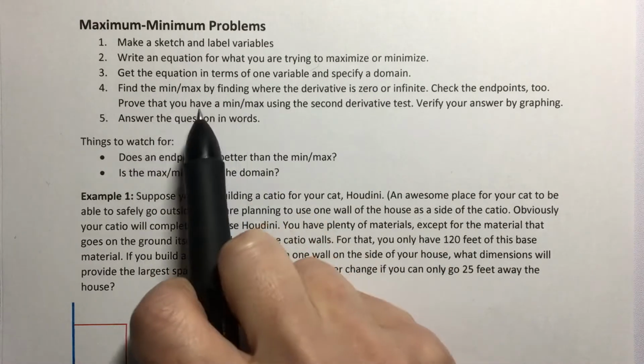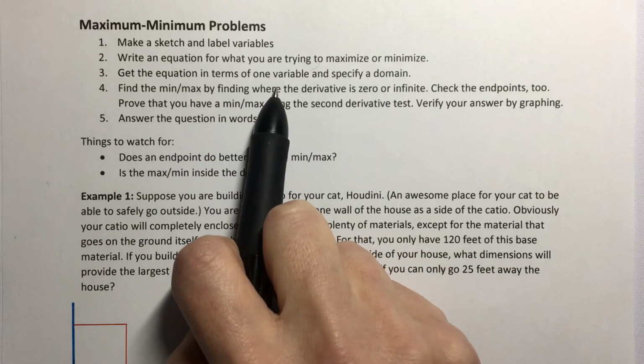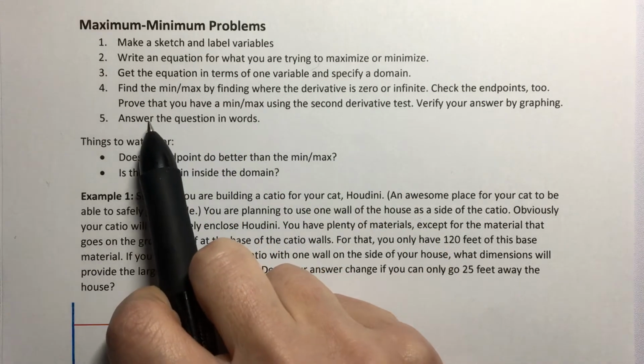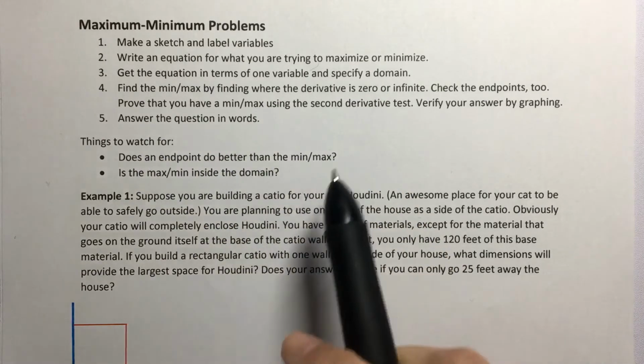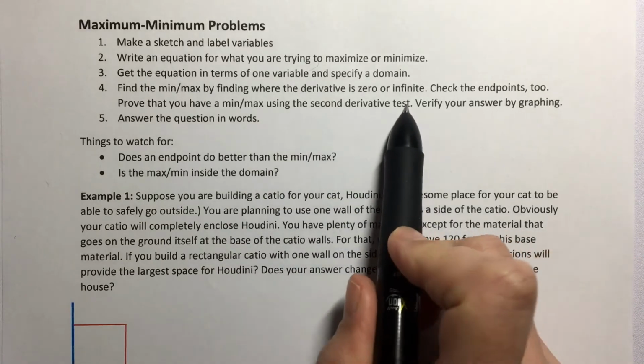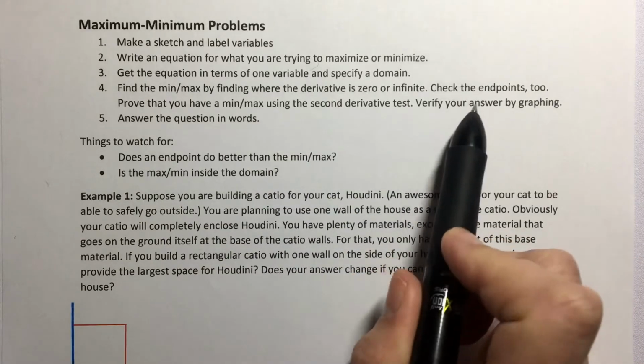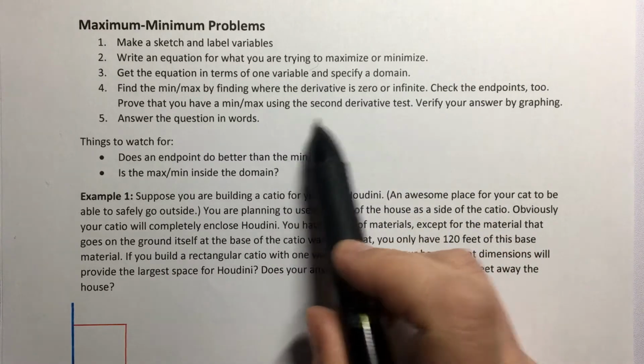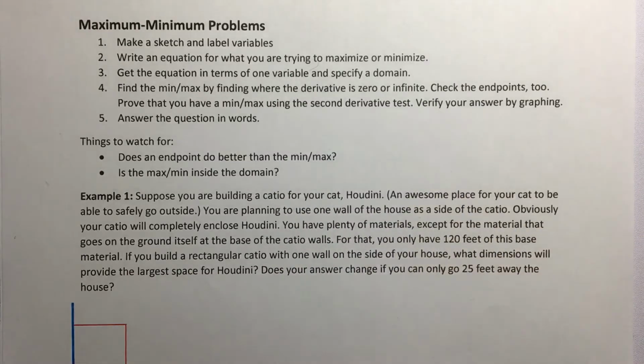We'll get the equation in terms of one variable and specify a domain. That part's actually oddly important. And then we'll find the min or a max by finding where the derivative is 0 or infinite. We also have to check endpoints because those could actually do better than the true min or max, depending on what the situation is.